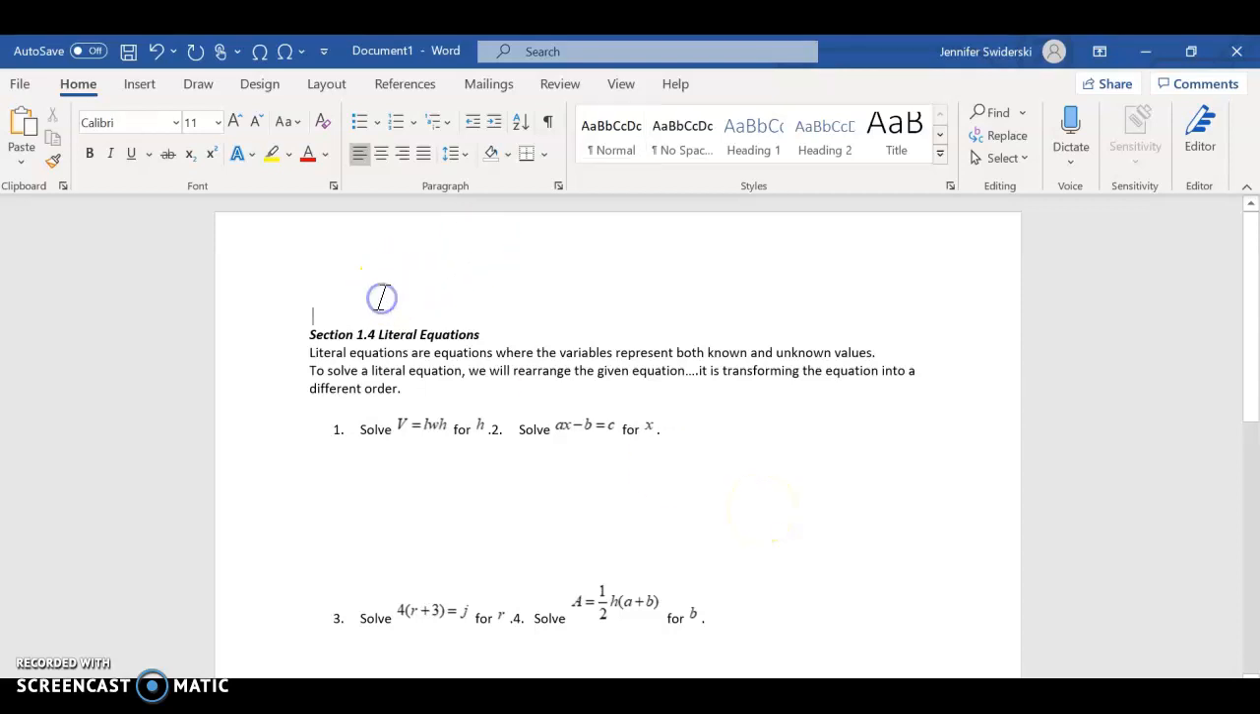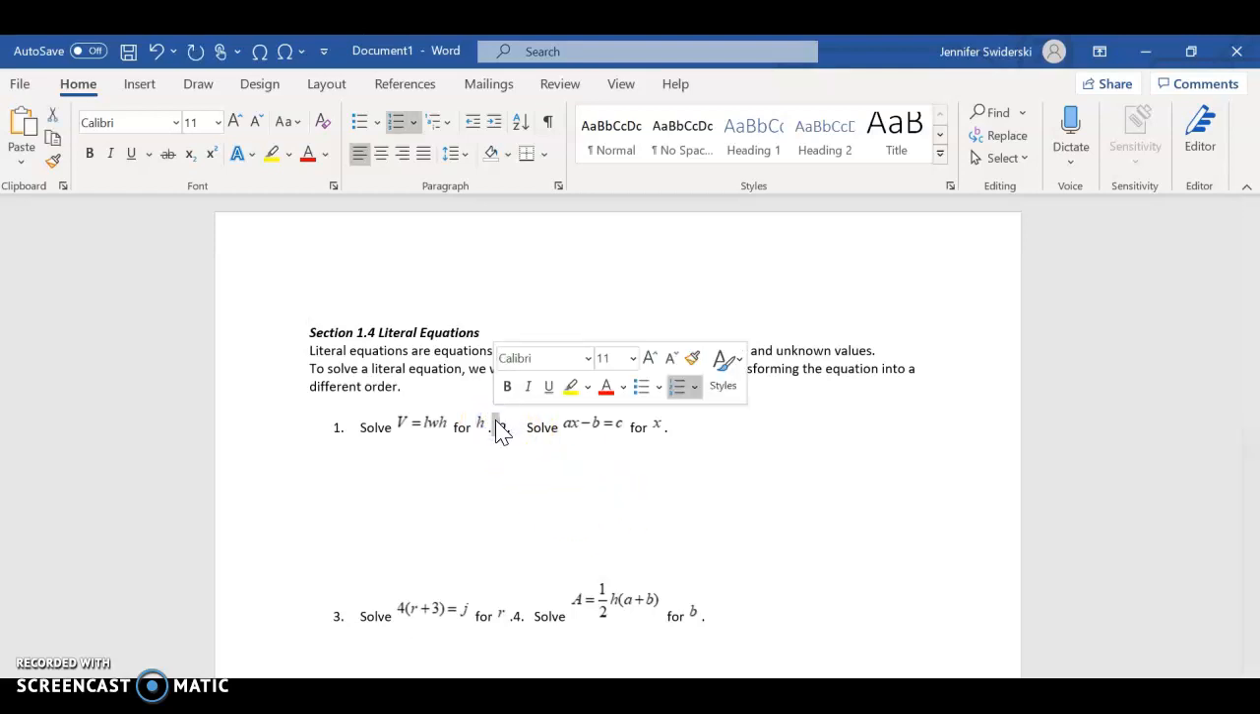All right, guys. So 1.4 literal equations is literally just equations solving for a variable. Literal equations are equations where the variables represent both known and unknown values. To solve a literal equation, we are basically rearranging the given equation. It's transforming the equation into a different order. So take a look at number 1 with me.